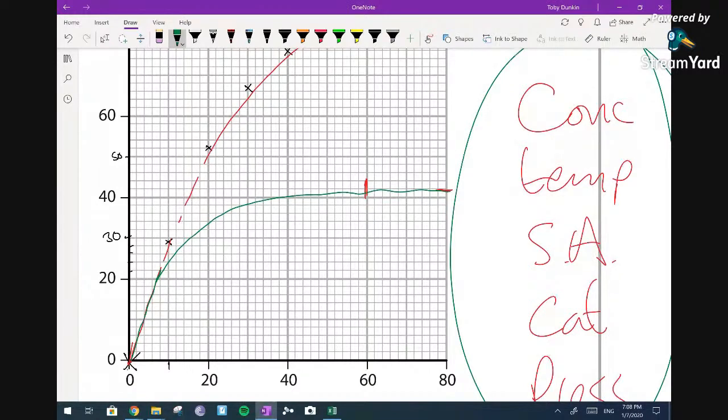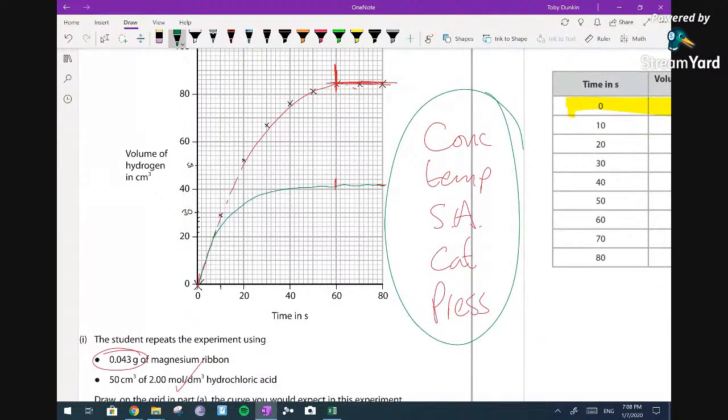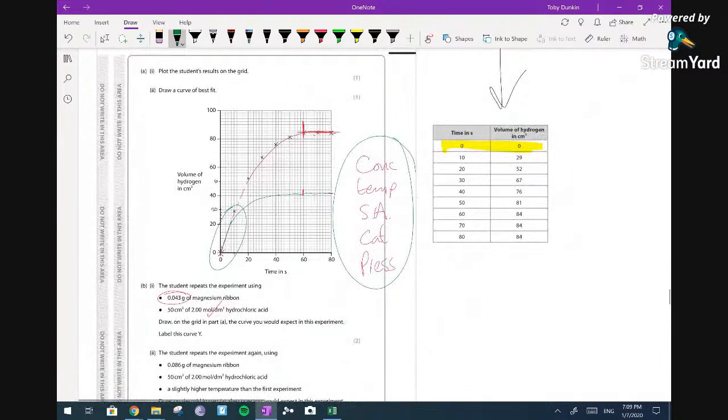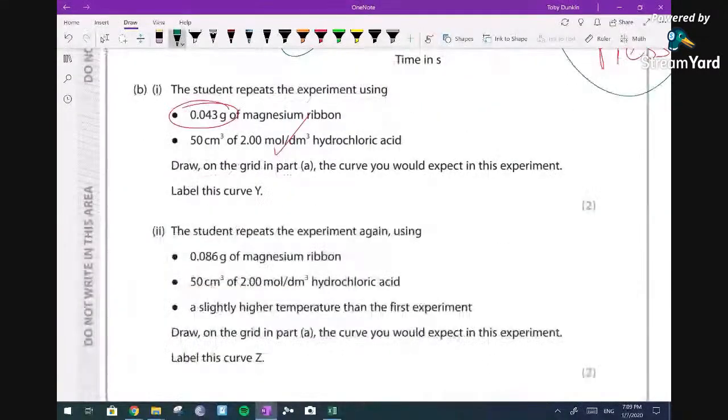They're expecting to see you understand that you haven't altered any of my 5. The rate at the beginning will be the same, but it's going to start to slow down and produce half the volume of hydrogen gas. Next. Right, this time he's gone back to the original mass of magnesium ribbon. He has kept the same concentration and volume of acid, but this time he's done it at a slightly higher temperature.